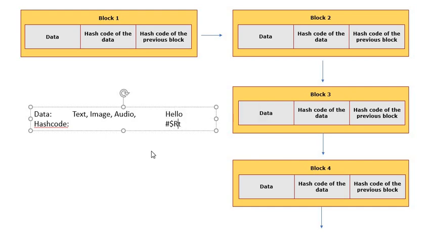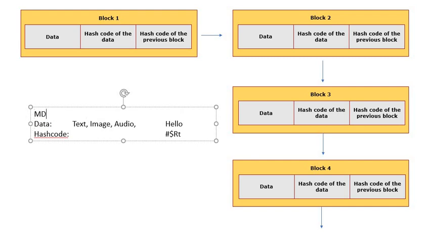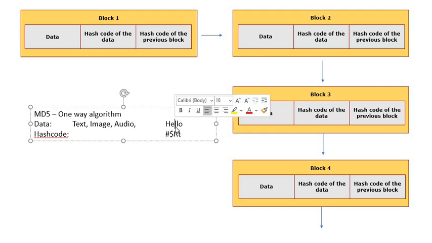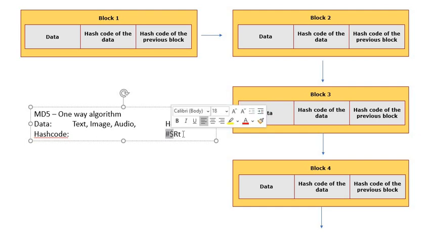The algorithm that we are going to use for computing the hash code will be MD5. We are going to make use of the Message Digest 5 algorithm to calculate the hash code of that particular data. The speciality of this algorithm is that it's a one-way algorithm. That means you can convert data into the hash code, but you cannot convert the hash code back into the data. So you cannot find out which data this hash code represents.